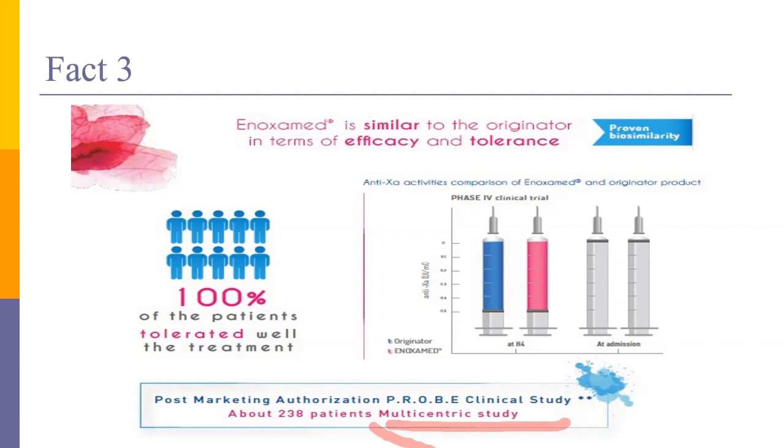So still in here, there were no significant differences between enoxaparin and originator groups with regard to the demographic characteristics. No significant difference in death 30 days after initial admission between the two groups, and no significant hemorrhagic complications in both groups during follow-up. So here we realize that enoxaparin is similar to the originator in terms of efficacy and tolerance.